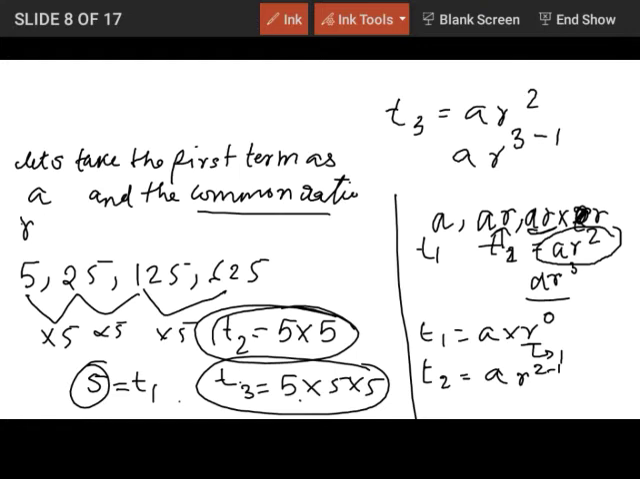So if you look at this, can you tell me what the nth term will be? This will be nothing but ar^(n minus 1). I hope you got it. We have done nothing but see a pattern and generalize it, right? I hope that this is clear.